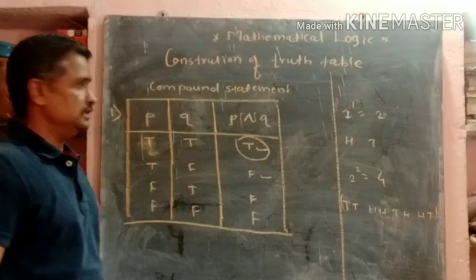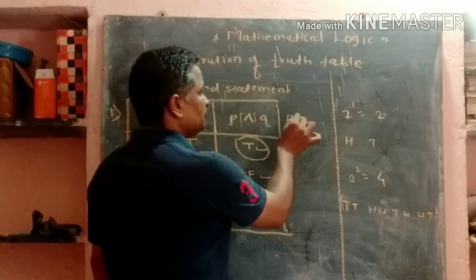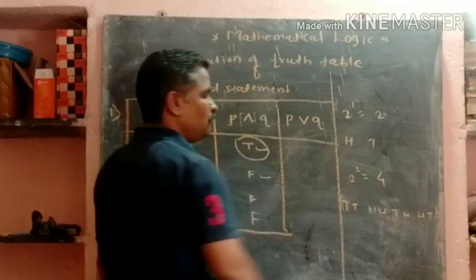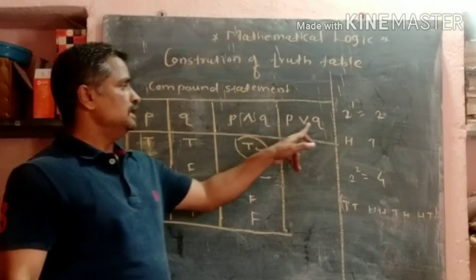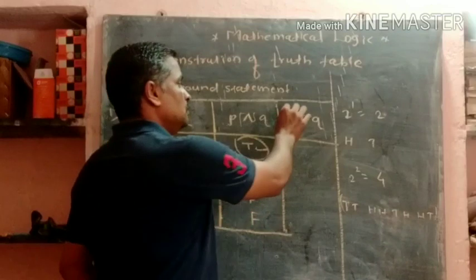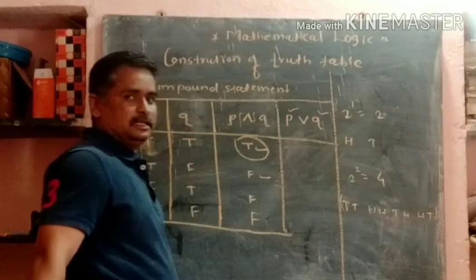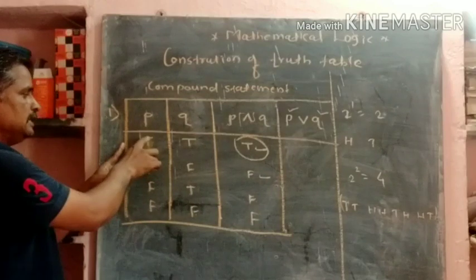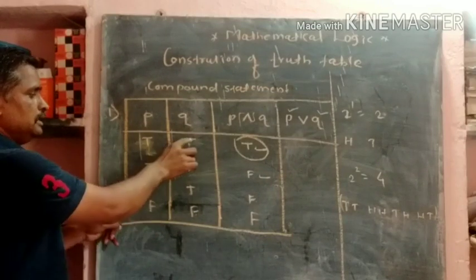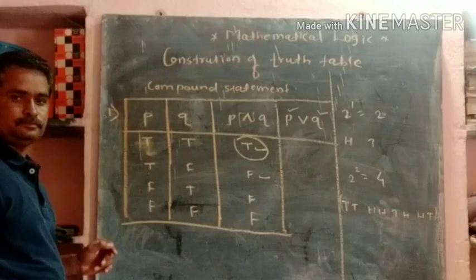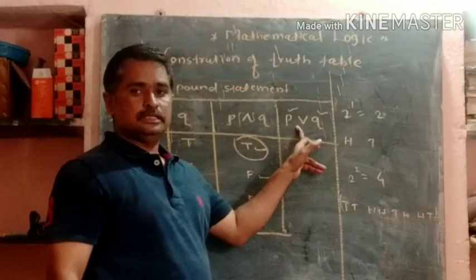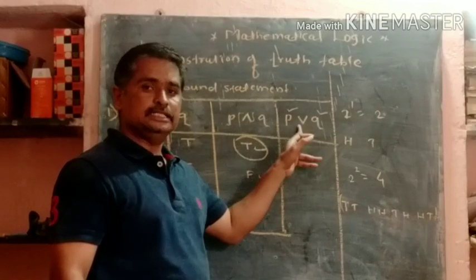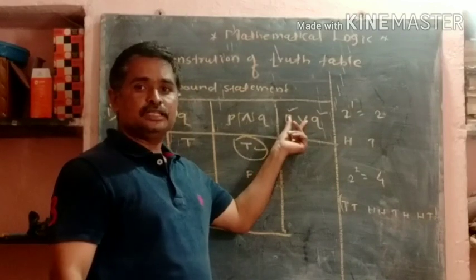Again, second operation. If we consider disjunction as P disjunction with Q, it has two statements. Then the possibilities are similar to this: T T, T F, F T, F F. And we now use the basic connective, or disjunction. So what is the table for this?